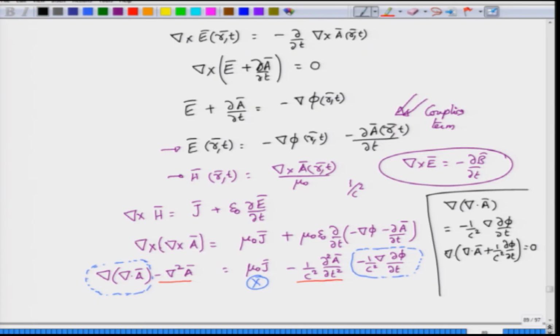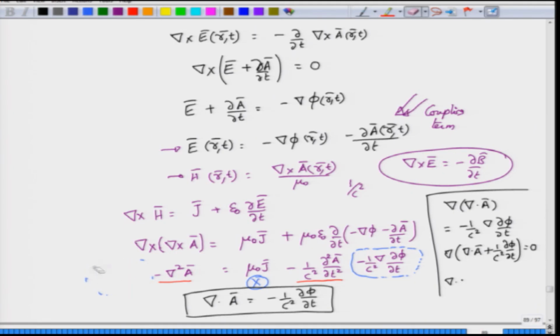Now, one way of making the gradient of some field quantity equal to 0 is to set this entire thing itself equal to 0. So, I can write del dot A as minus 1 by c square del phi by del t. So, I actually have one equation here, and when I substitute that, I can remove this entire term from this equation.